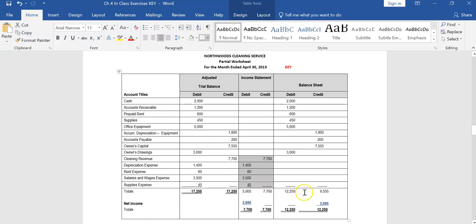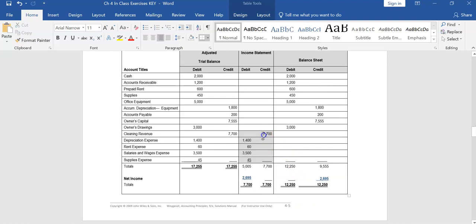Notice that when I total up these columns, they no longer equal. It's because I have kind of split these up amongst the income statement and balance sheet. Here we're seeing the credit balance of revenues is greater than the debit balances of our expenses, which we kind of expect because the difference between revenues and expenses is our net income.